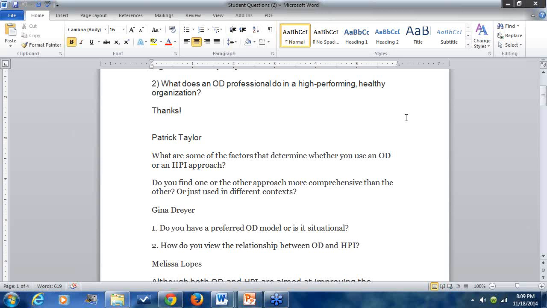Do you find one or the other approach more comprehensive than the other? Well, I've obviously got an OD bias. So I'm probably not a good person to answer that, but they're different in focus. And to answer this, and probably part of the other question, the assessment work that you do up front really will help you to decide which is the better approach. The assessments are so important.